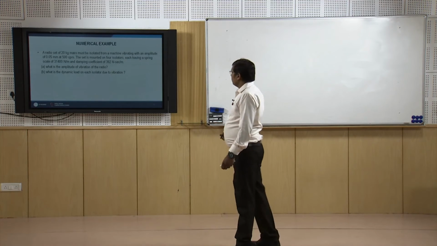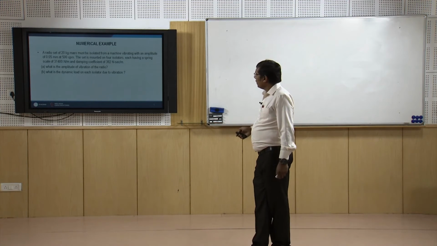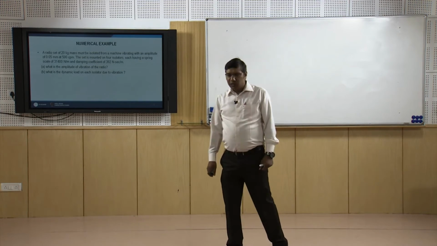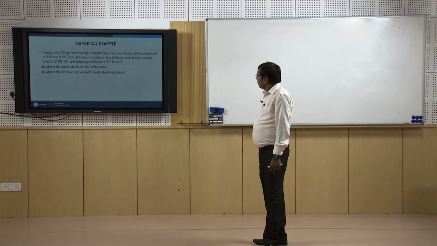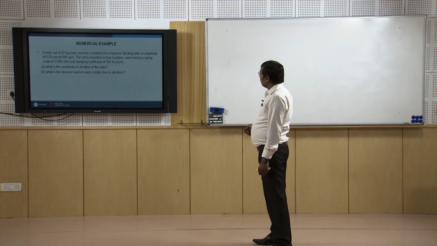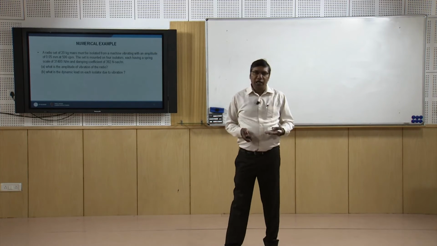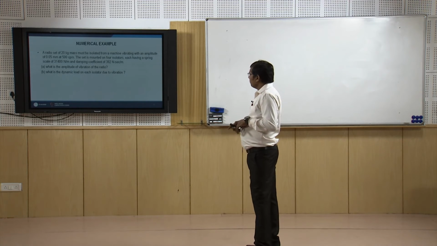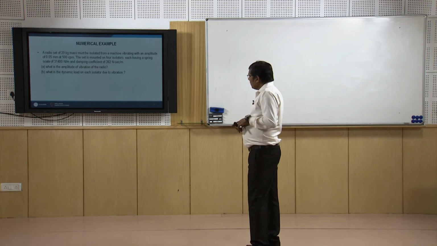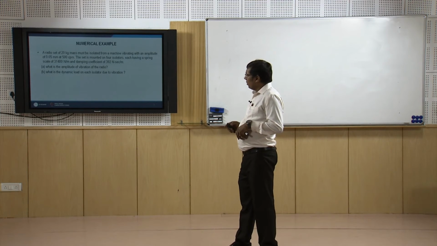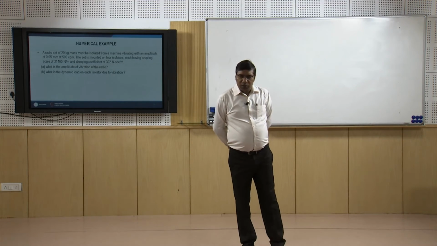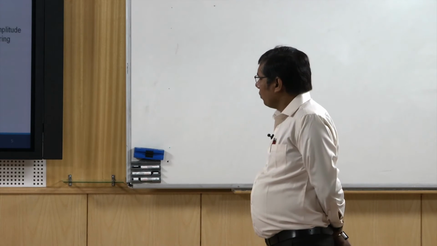So we can see this example. We see that a radio set of 20 kg mass must be isolated. So there is a radio set, and it is kept on some vibrating machine. The machine is vibrating with an amplitude of 0.05 mm at 500 cycles per minute. So it is given the vibration, that is y.